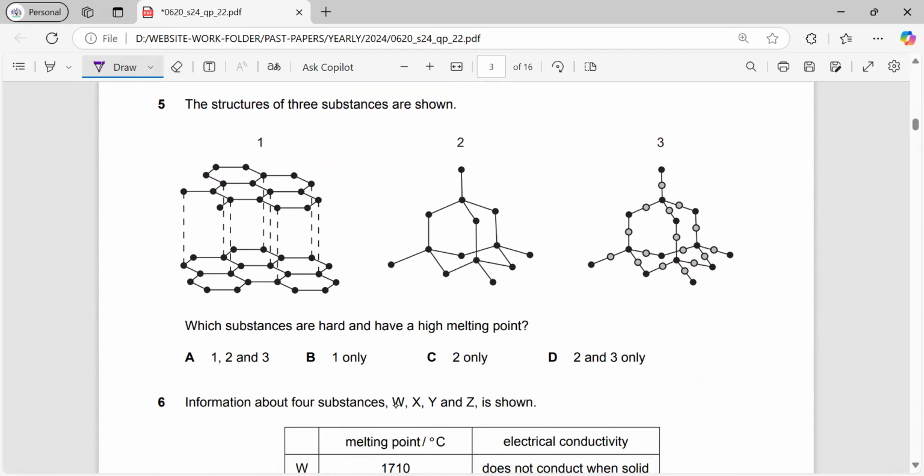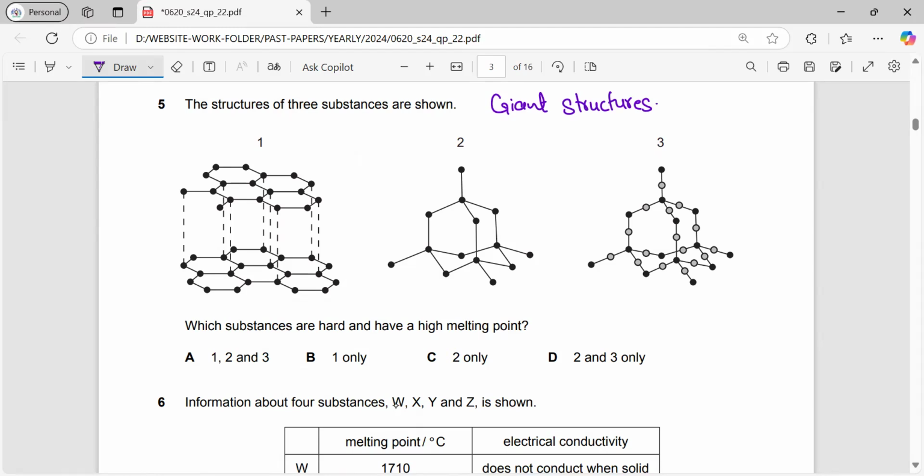Question number 5. The structures of 3 substances are shown: 1, 2, 3. Which substances are hard and have a high melting point? Now, all these structures are giant structures. They are giant covalent structures.